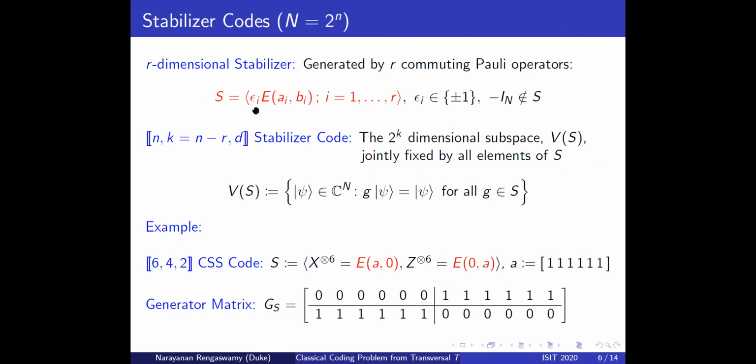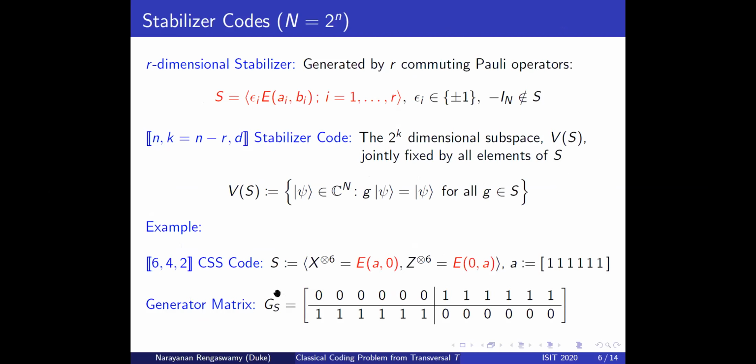The other concept we need is that of stabilizer codes. So an r-dimensional stabilizer group is described by r commuting Pauli matrices. Each generator can have a sign plus or minus 1, and the span of these generators should not contain minus the identity. Now the [[n,k,d]] stabilizer code is defined as the subspace of C^(2^n), such that each state is fixed pointwise by every element in the group.